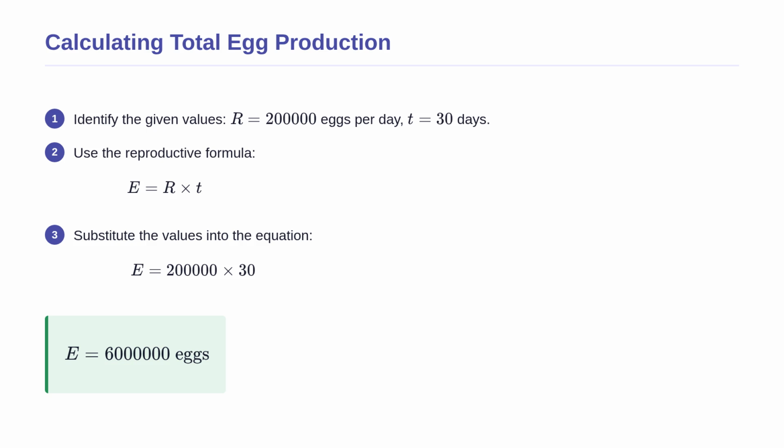We choose our linear reproductive formula because the egg-laying rate is constant. By substituting our values, we multiply 200,000 by 30. The final answer is 6 million eggs. This physically means that in just 1 month, a single worm can contaminate the environment with 6 million eggs, highlighting the severe risk in areas lacking proper sanitation.